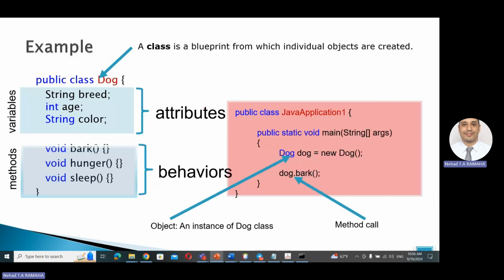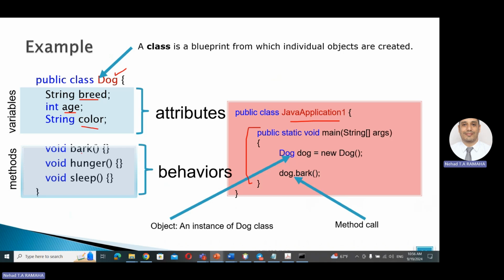Okay. In this example, we have two classes. We have the main class, named here Java Application 1. It has the main method. And we have another class, which is the dog class. It has attributes like breed and age. Breed means the type of the dog, German Shepherd and so on. Integer age, and we have string color.